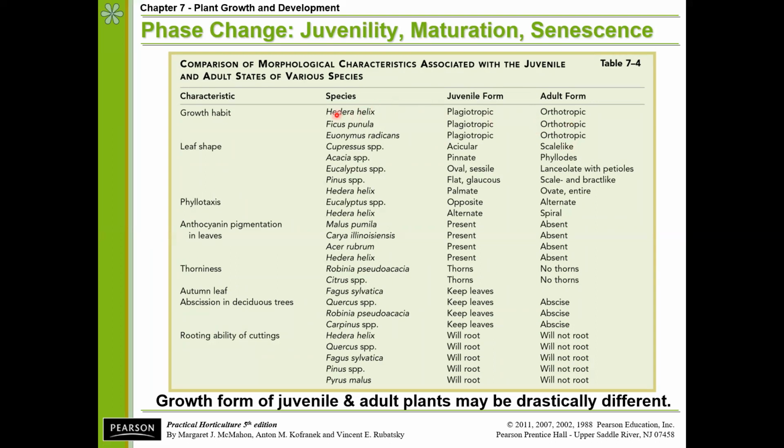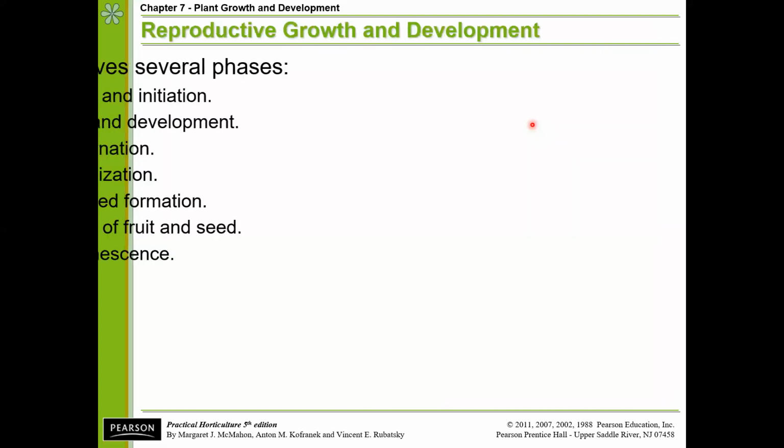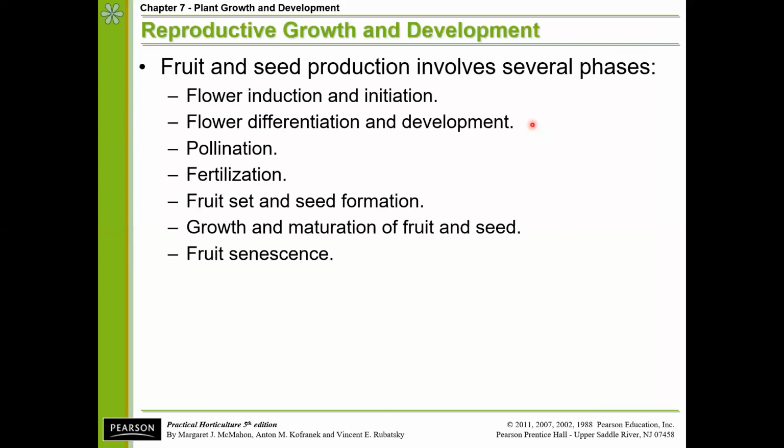So for English ivy here, Hedera helix, it's growing along the ground as a juvenile, but then when it becomes reproductive, it starts growing up like trees, for instance. So anyway, plants change sometimes dramatically, going through these different phases of growth. When we get to the reproductive phase, we're thinking of flowering and then fruit and seed production.